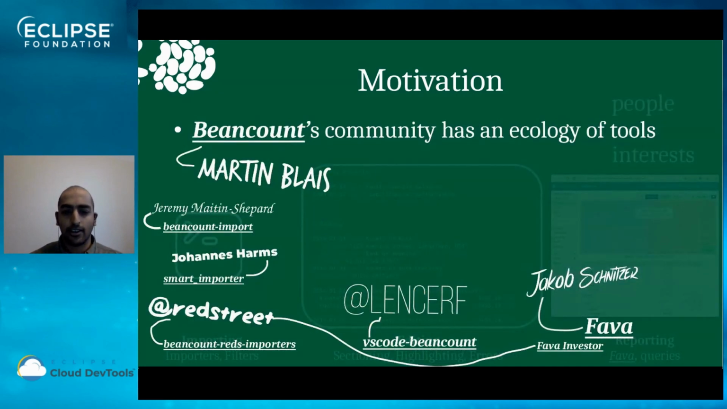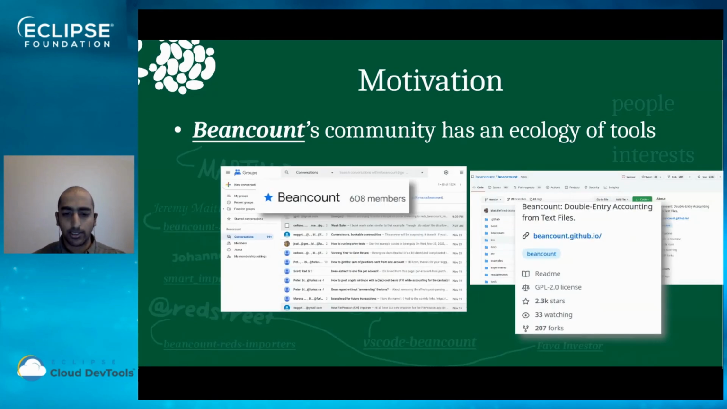So the plain text accounting system I've been using is BeanCount, which has been around for over a decade and has an ecology of people, tools, and interests. But I tend to see its user base usually being other software developers, and have been concerned with not being able to share this concept of plain text accounting with friends and family, or use it collaboratively in groups.